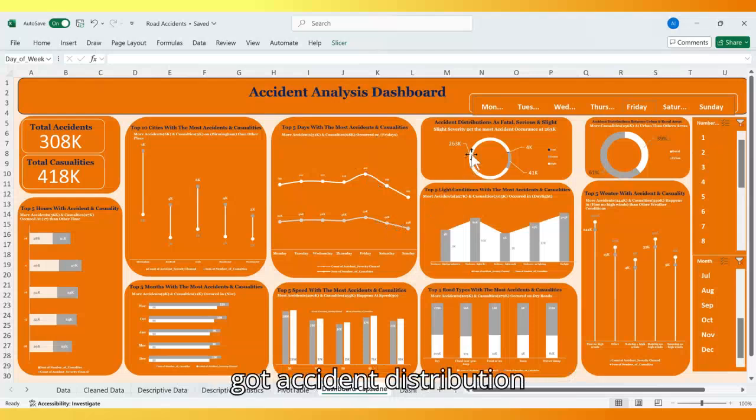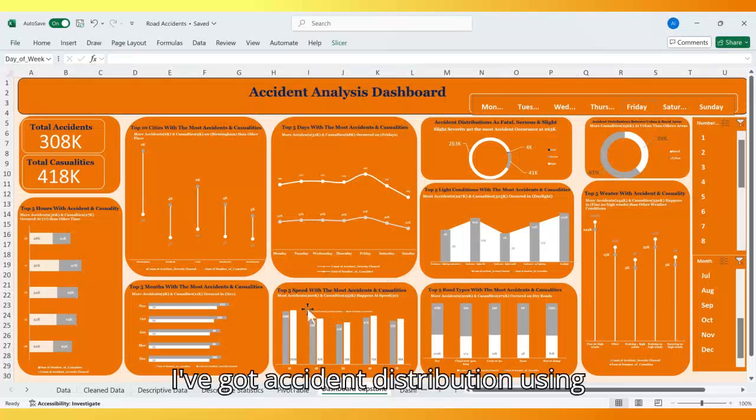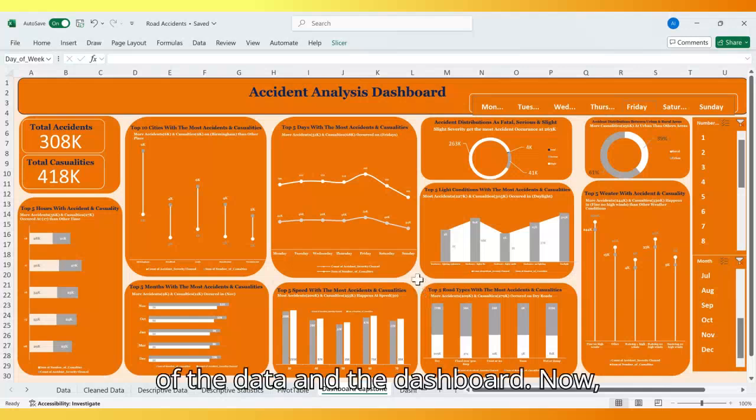I've got accident distribution by slight, fatal, and serious. I've got here the accident distribution using the light conditions. I've got accident distribution using speed, using month, using the road types, and also using the weather condition. So this is the general overview of the data and the dashboard.